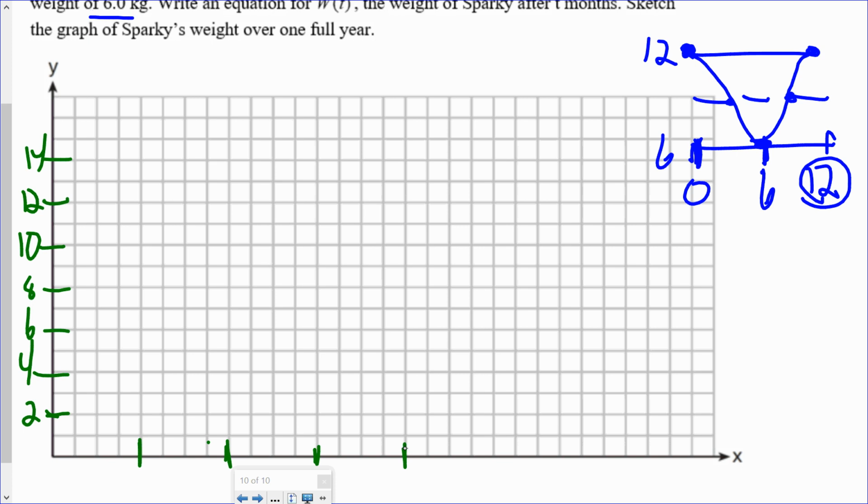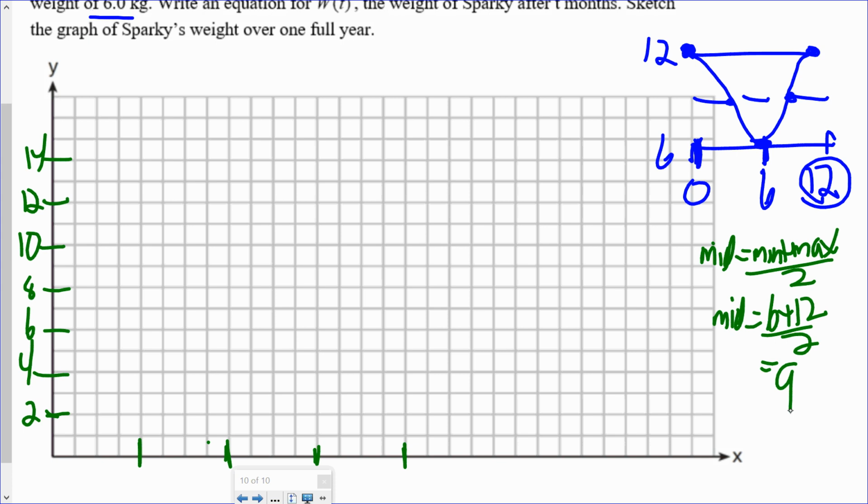My midline, I didn't find my midline yet. So my midline is min plus max over 2, which is 6 plus 12 over 2, which is 9. So at 9, I'm going to make my midline. My min and my max are 6 and 12.